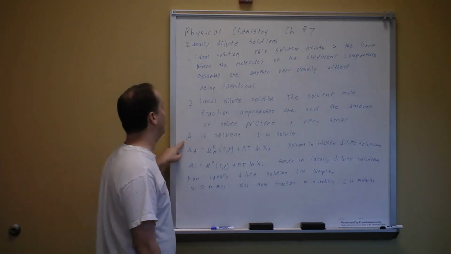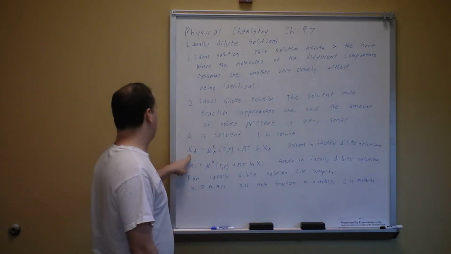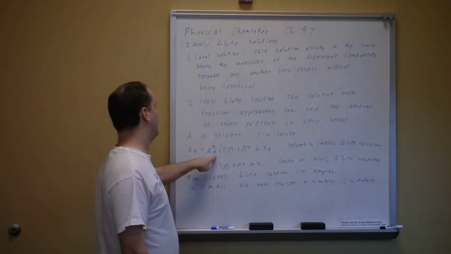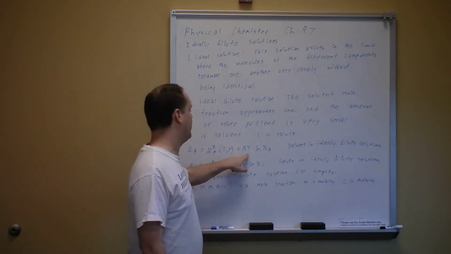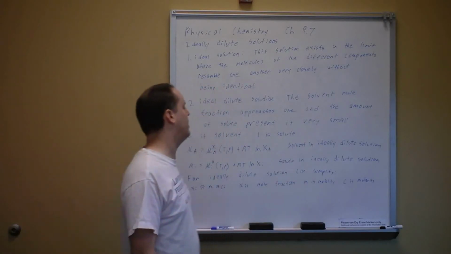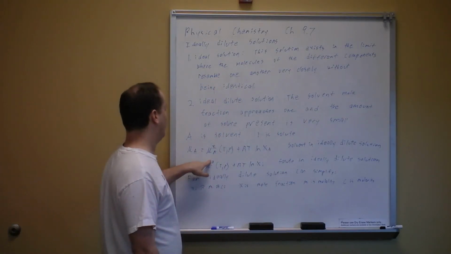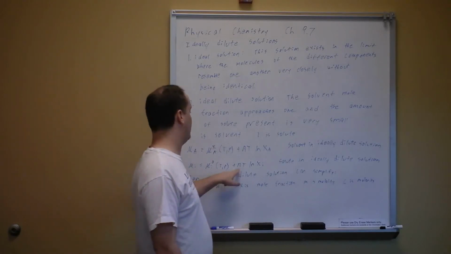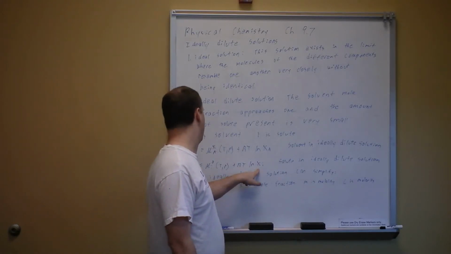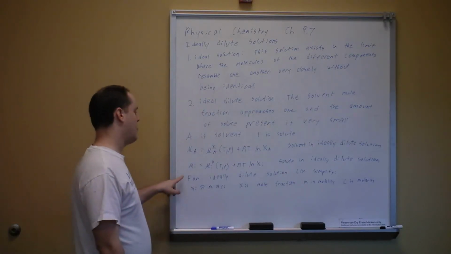Now we're going to say capital A is the solvent, lowercase I is the solute. So if we have mu sub A equal to mu sub A star at temperature and pressure plus RT natural log of XA, then we'll say the solvent is an ideally dilute solution. If we have mu sub I equal to mu sub I standard at temperature and pressure, plus RT natural log of Xi, then we'll say the solute is an ideally dilute solution.